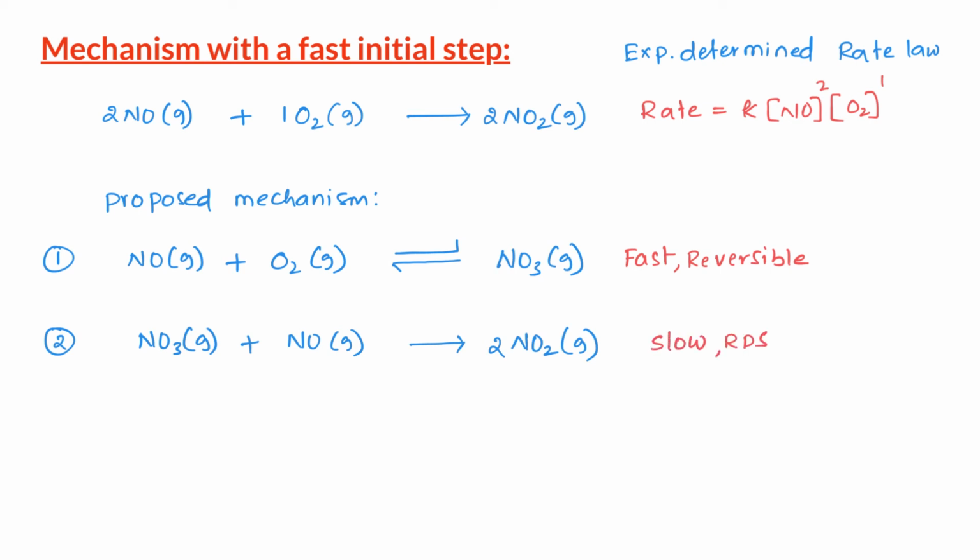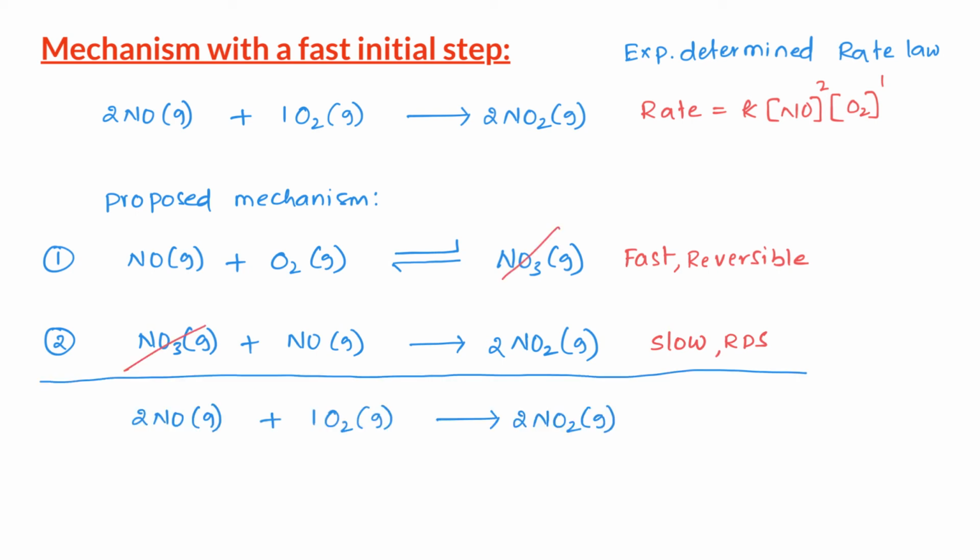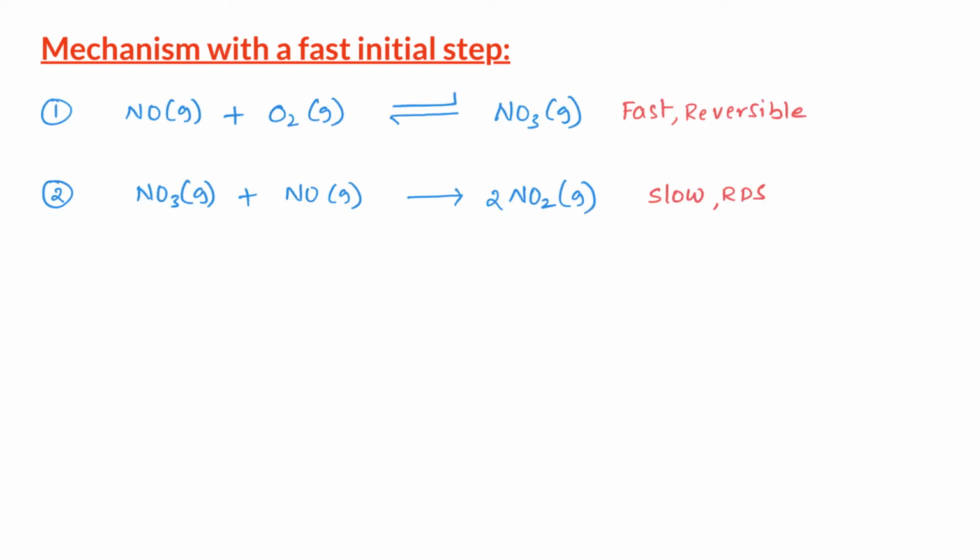Let us now check if this is a valid mechanism. If we add the two elementary steps, they will add up to give the overall balanced equation. So the requirement 1 is met. Next, let us now see if the mechanism agrees with the experimentally determined rate law. First, let us write down the rate law for both the elementary steps.